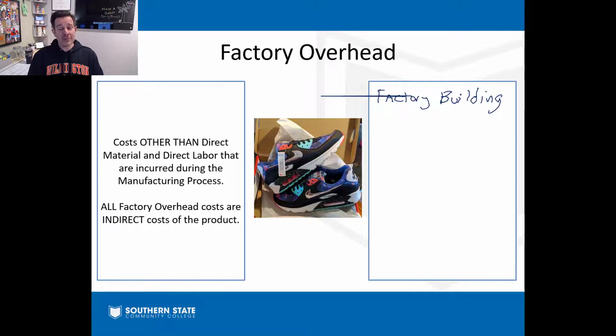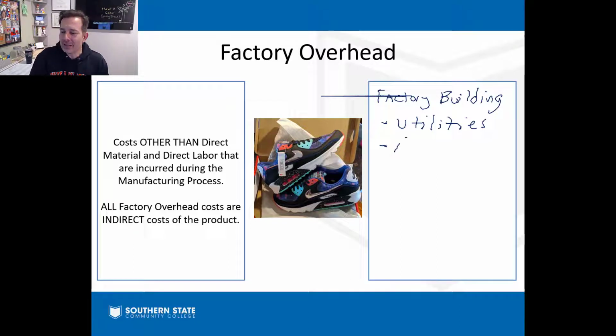So our factory building, okay? Some cost involved there. We'd have utilities in that building. Water, electric, heating, all of those utilities. We have to have them to be able to make the shoes. But they're not really directly related to the shoes. I can't take a kilowatt of electricity and tie it directly to a shoe being made. Okay? And so utilities would be an example.